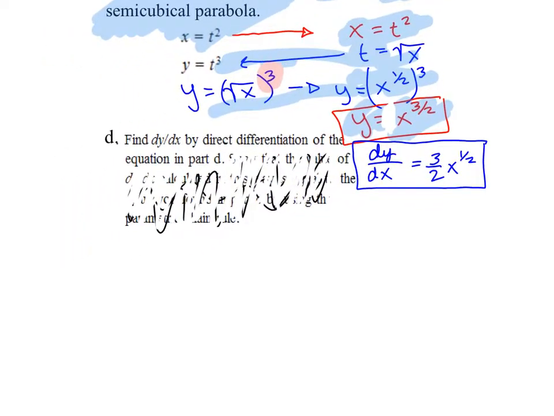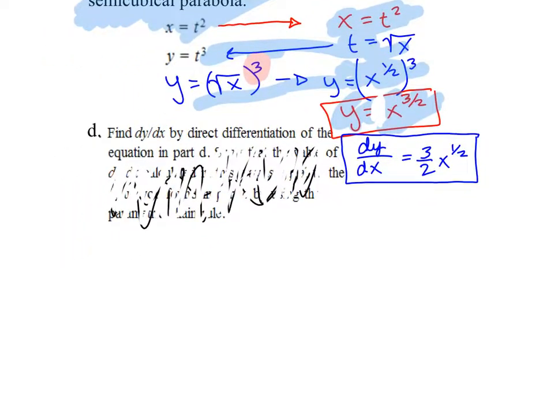So find dy/dx by direct differentiation. Okay, if you just take the derivative, fine. That's easy. Oh well, they did it right here. So let me just do it real quick. You get 3/2 because you move that up front, and then 3/2 minus 1 is just 1/2.